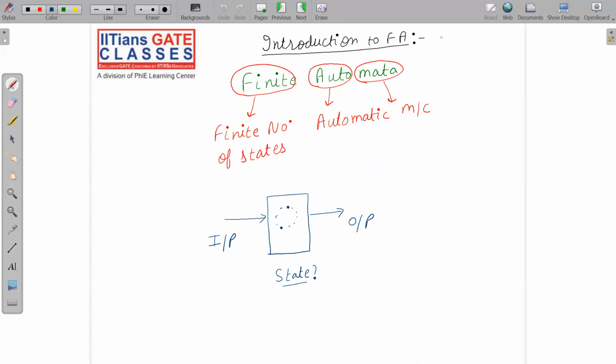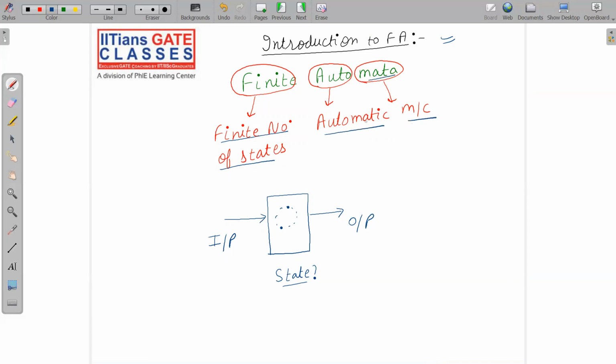I have already written something. So introduction to FA. What exactly is FA? FA is finite automata. I have bifurcated the word and given the meaning of each word. Finite here means finite number of states. Auto means automatic. Meta means machine.